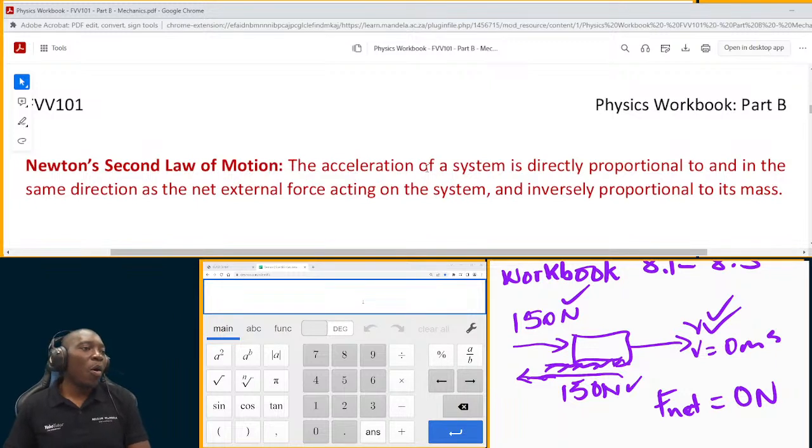So the acceleration of a system is directly proportional to and in the same direction as the net external force acting on the system, and it is inversely proportional to its mass. So the acceleration there is a result of a net external force that acts on the system, and it is proportional to that force, and in the same direction as that force, but inversely proportional to the mass. So this is Newton's second law, which is a consequence of the net force.